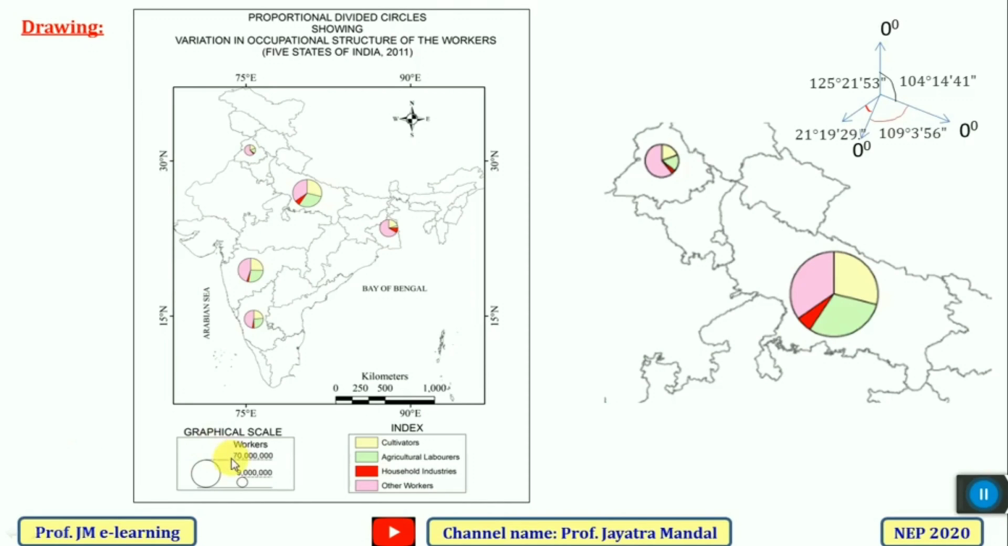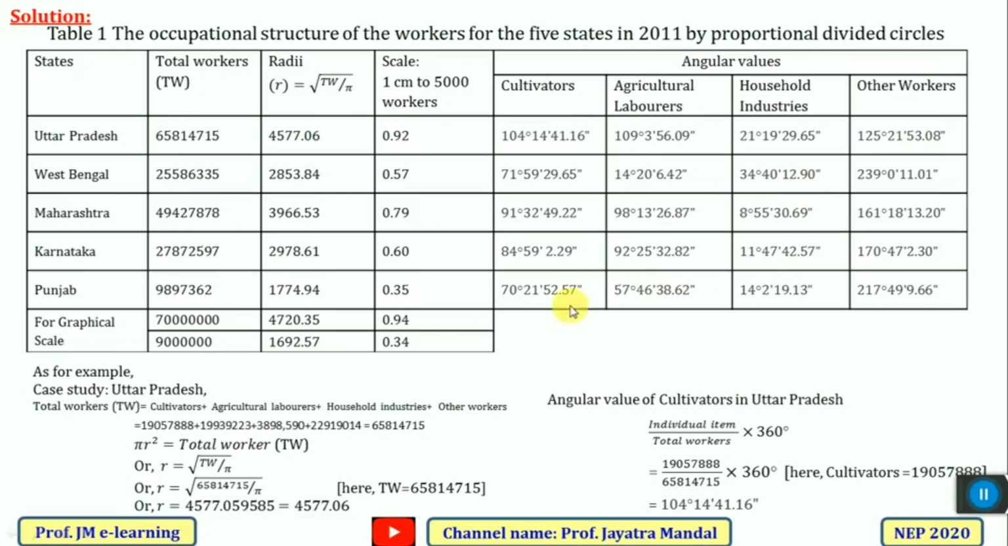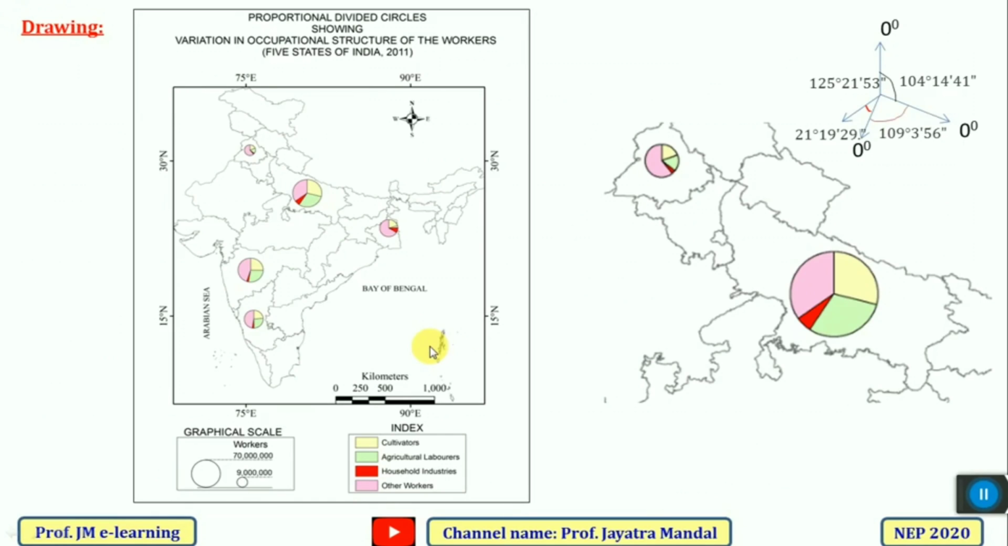For 70 million, there was 0.94. For 9 million, there was 0.34. And these are the individual items. Take suitable colors for the 4 individual items. That's it for the drawing part.